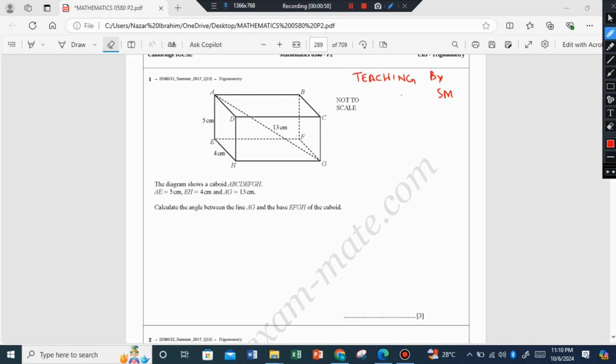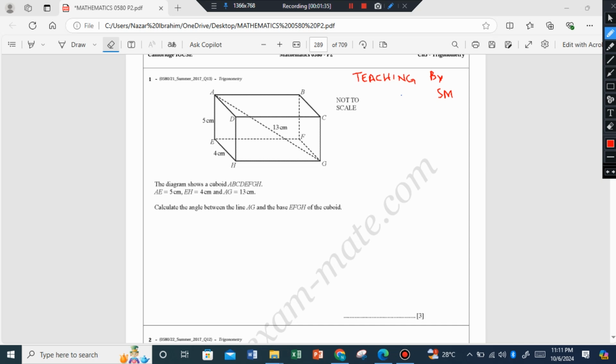The topic which we are discussing is trigonometry. We will be solving different papers. The first question which you are seeing over here is from a topical past paper book. The first question is definitely from trigonometry. It's 0580 mathematics code, summer 2017, question number 30.